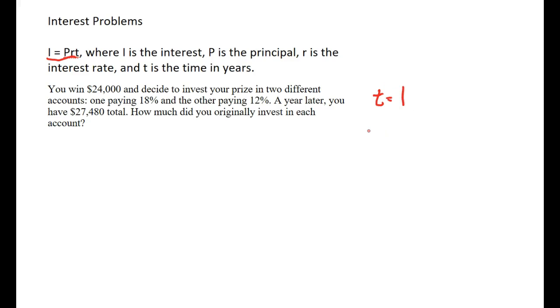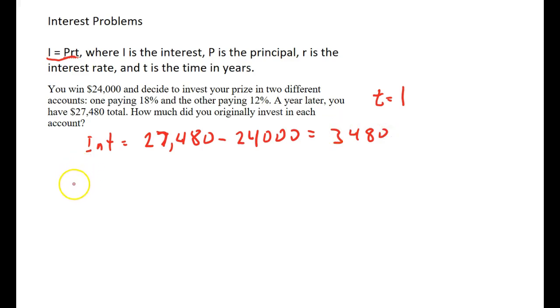Well, remember we're dealing with interest, okay? So the interest that we've earned is $27,480 minus our principal. And that's going to be $3,480. So here we go. Interest, $3,480 is equal to principal times rate times time. And remember, our time is 1. Okay, so what's the principal?